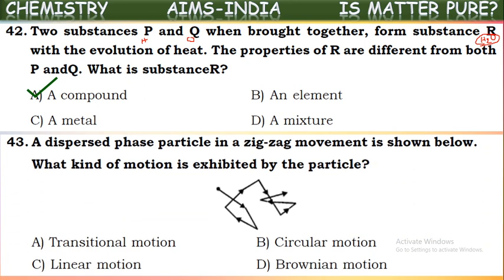Next, a dispersed phase particle in a zigzag movement is shown below. What kind of motion is exhibited by the particles? Okay, in any general dispersed phase, particles will be continuously moving randomly. This movement of particles is called Brownian movement. It was observed by the scientist Brown. So in honor of his name, the motion of those particles in a dispersed phase is known as Brownian movement or Brownian motion. Next one.